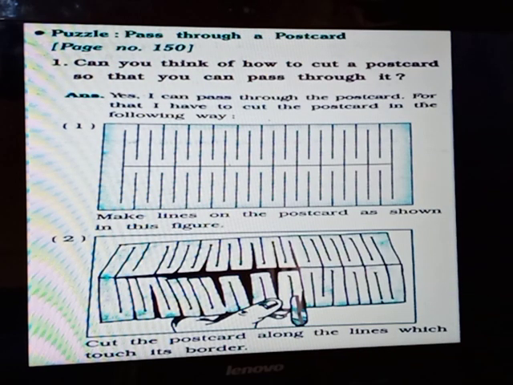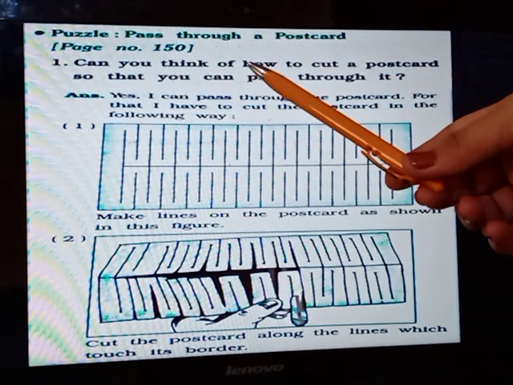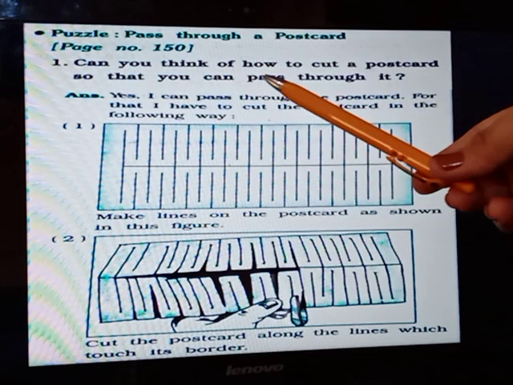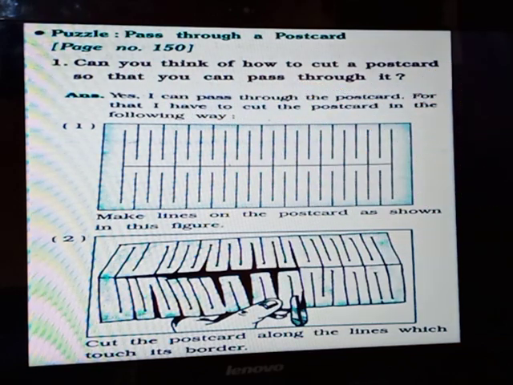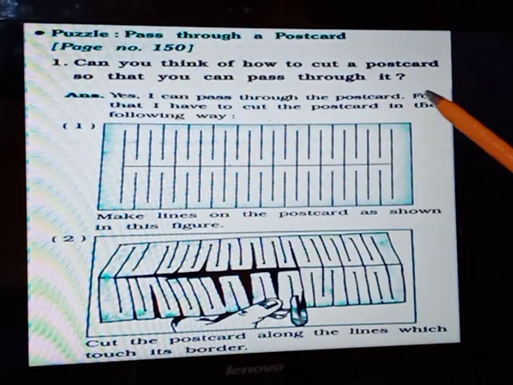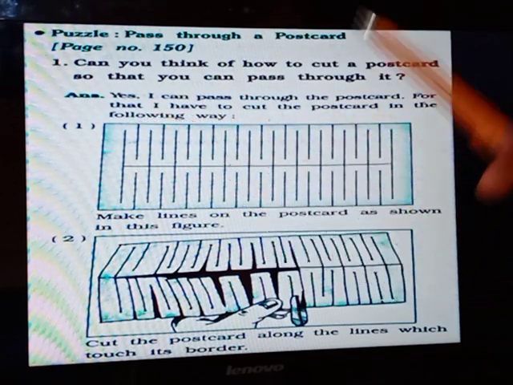Okay. Now next topic is given, that is of puzzle, pass through a postcard. In that first one, can you think of how to cut a postcard so that you can pass through it? Now you have to cut the postcard in such a way that you can pass through that cuttings, right? Answer. Yes, I can pass through the postcard. For that, I have to cut postcard in following way.